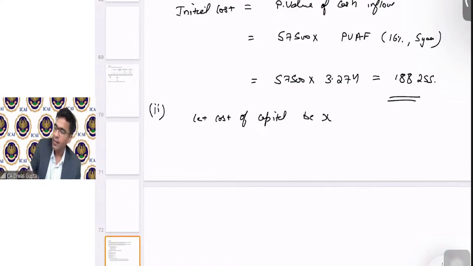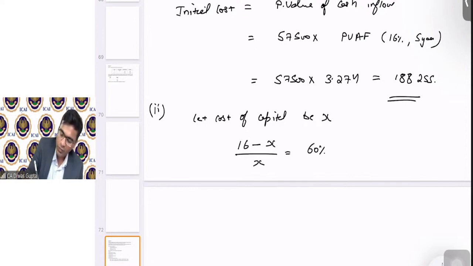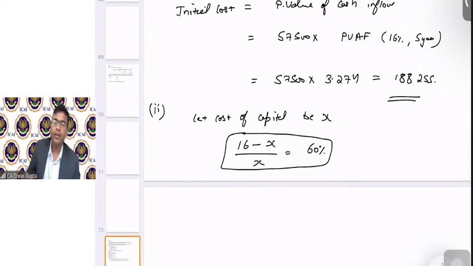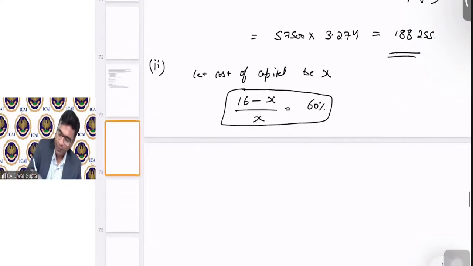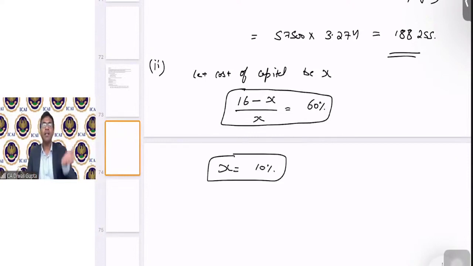So let's assume the original cost of capital be X. In that case, (16 minus X) divided by X is equal to 60%. This is what the sensitivity is, right? If my original was X, 16 is the rate at which NPV becomes 0 and the sensitivity is 60%, this equation is holding true. So if we solve for X, it is 10%. So if 10% increases by 60%, that means 10% goes to 16%, then NPV becomes 0. That means 10% is my original cost of capital.